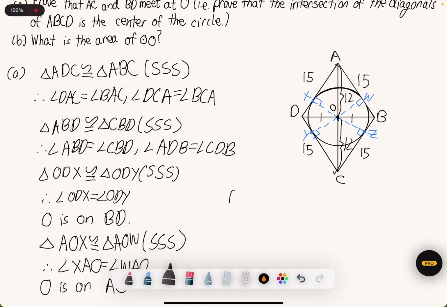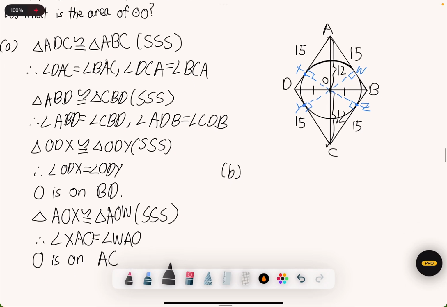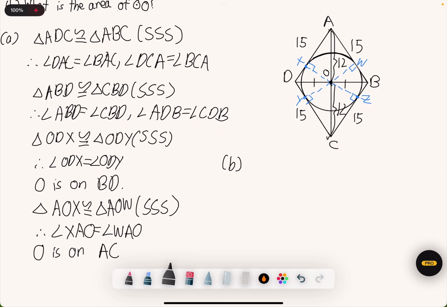Now let's solve for the area of the circle O. So how do we do this then? Well, firstly, we need to find the radius because area is pi r squared for a circle. So what's the radius then? The radius is OX, OW, OY, OZ. We can find any of these using the Pythagorean theorem because all of these are perpendicular to the sides of the rhombus. So how should we do this? Firstly, let's try and figure out what OD and OB are.